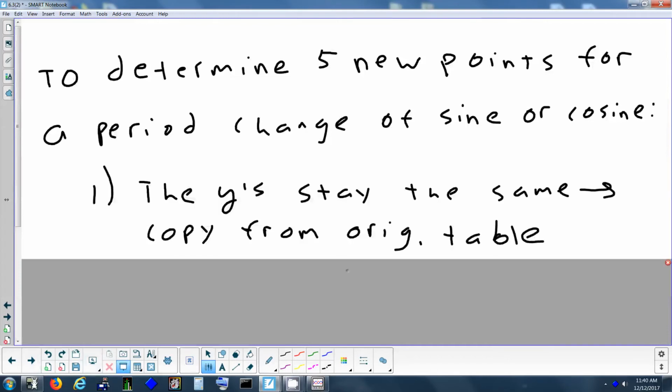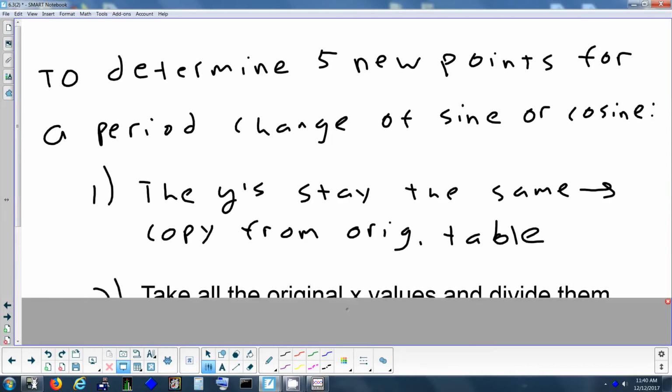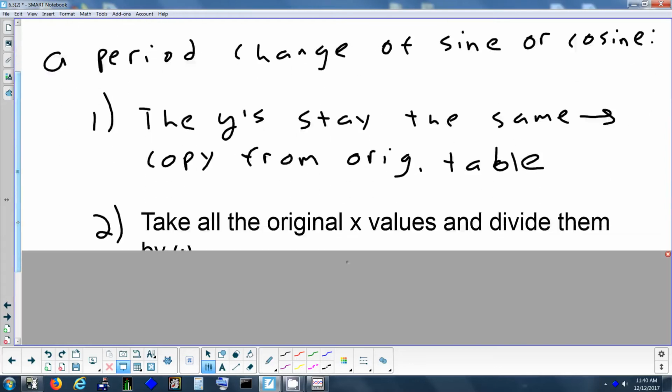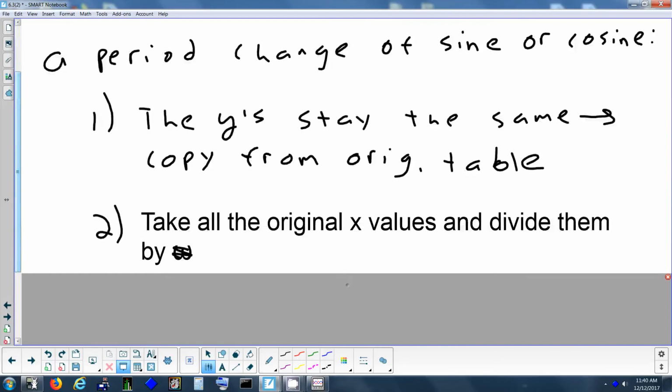Well, unfortunately, the y's are the easy ones, right? Those are the ones and zeros and negative ones. So now we have to work with the x's, okay? Those are the fractions with pi. So two of the transformations are easy. Two of them involve a little more arithmetic, and this one involves a little more arithmetic, although it's not bad.